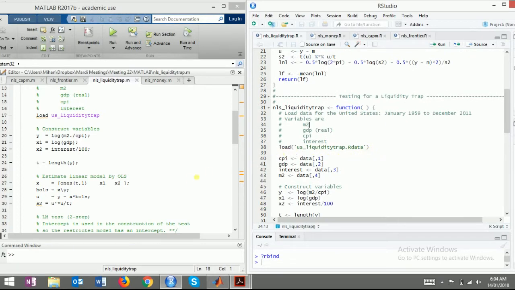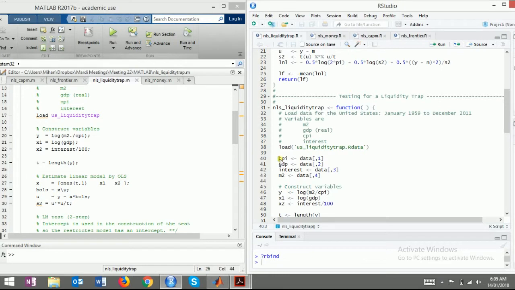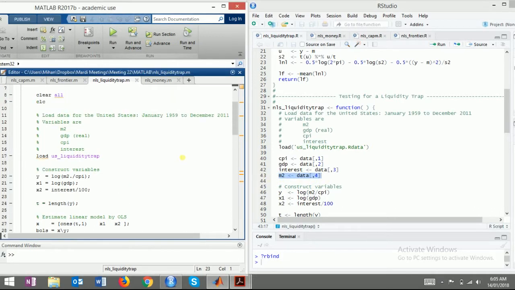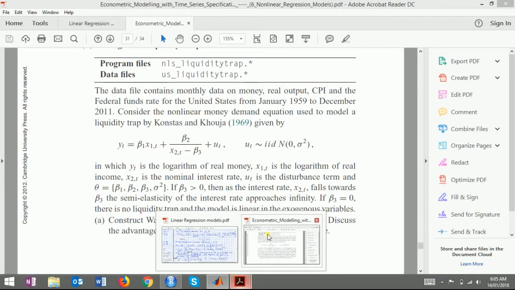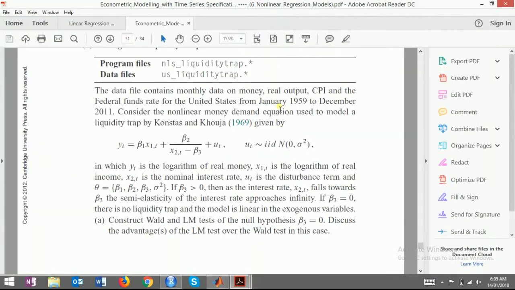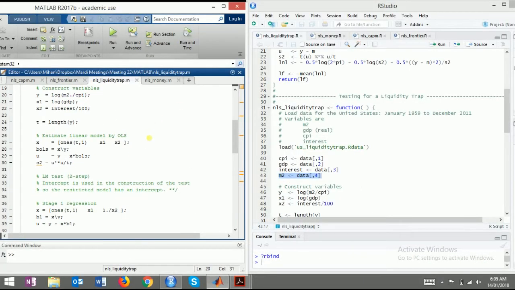where the first data is giving us consumer price index, then the second is GDP, third is interest rate, M2 is 4, which is real money or money, yeah, right. What was M here? Monthly data on money. So first let's construct the variables.